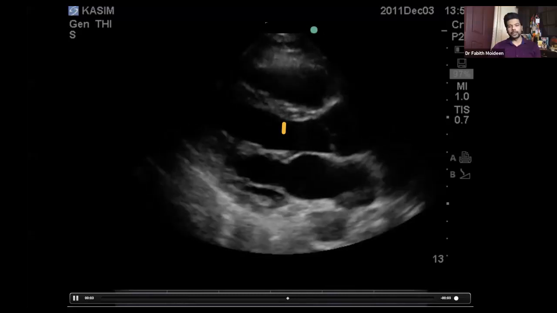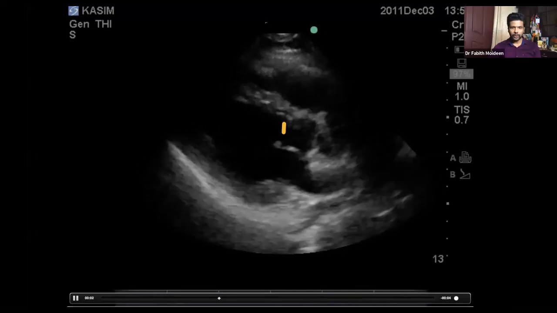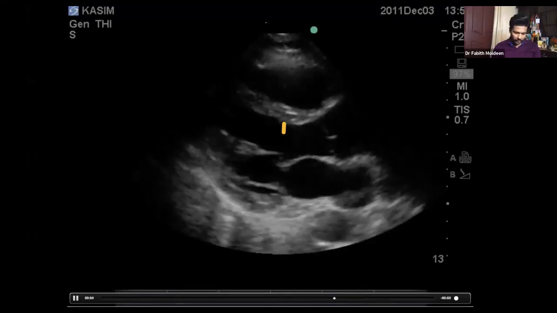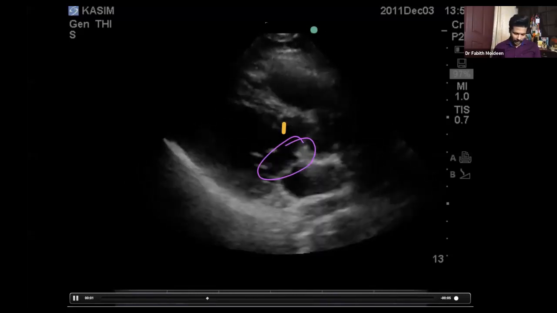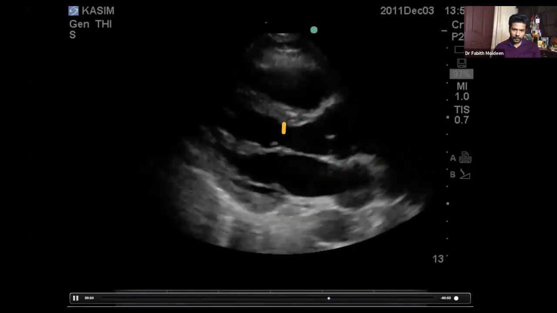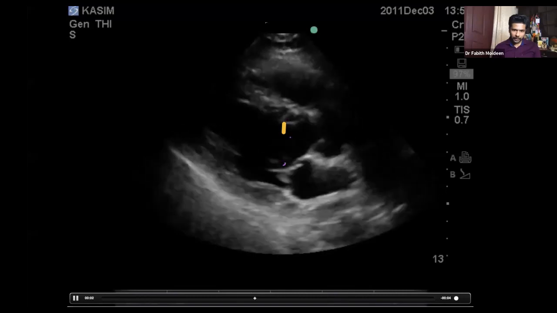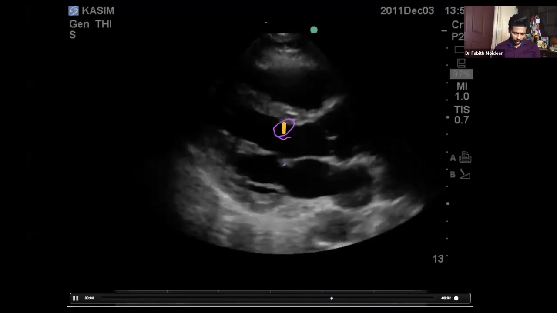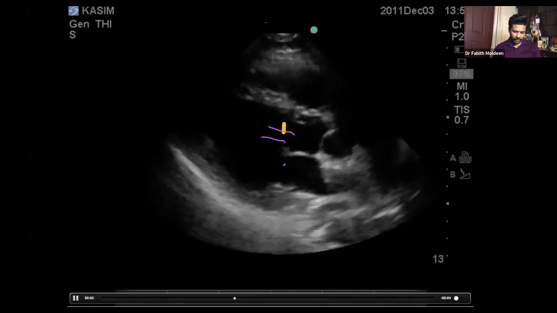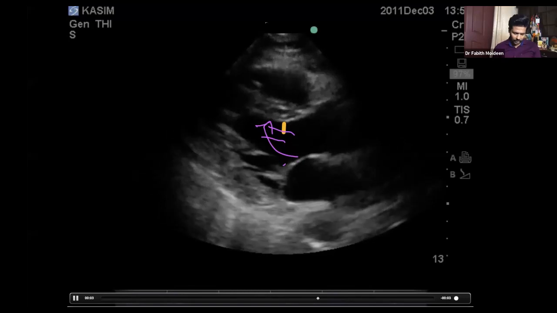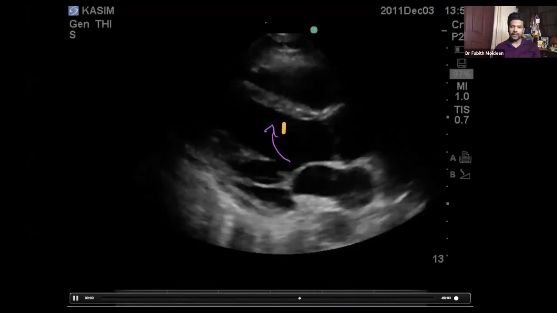So another method to see the LV function is actually looking at the mitral valve. Okay, you're seeing the anterior leaflet of the mitral valve. You can see here the anterior leaflet of the mitral valve is coming close to the septum. It's coming and actually trying to touch the septum like that. You know, it's opening and coming, touching the septum. Okay.